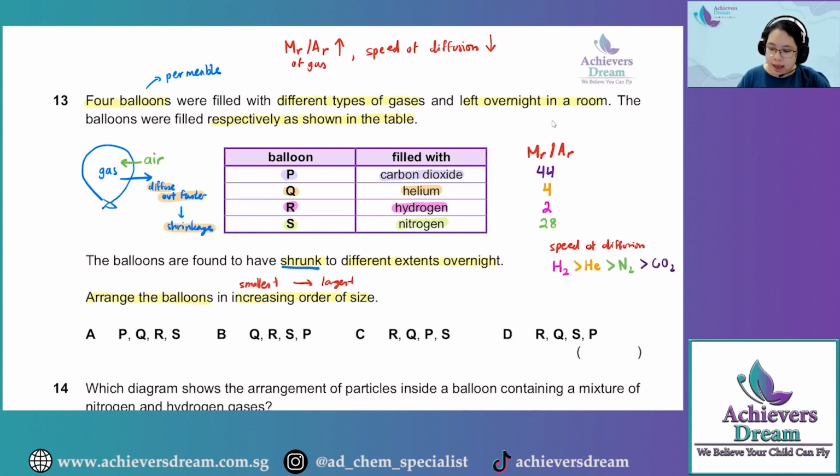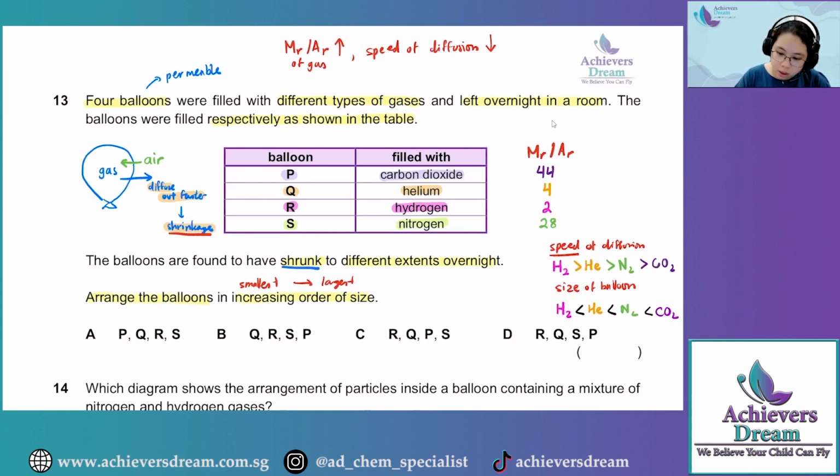And this means that the size of the balloon at the end is the other way around, because the faster the speed of diffusion, the more the balloon will shrink. So that means that the hydrogen balloon will be the smallest, the helium balloon will be second, the nitrogen balloon will be third, and then the largest one will be the carbon dioxide balloon.